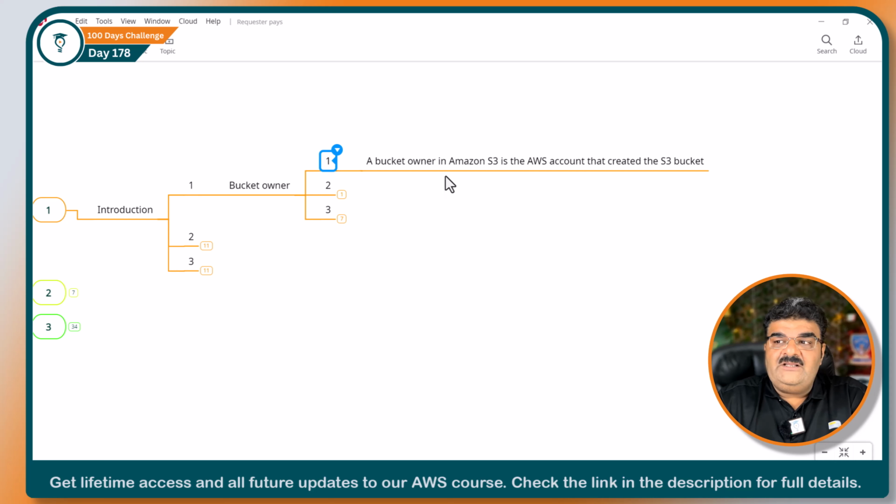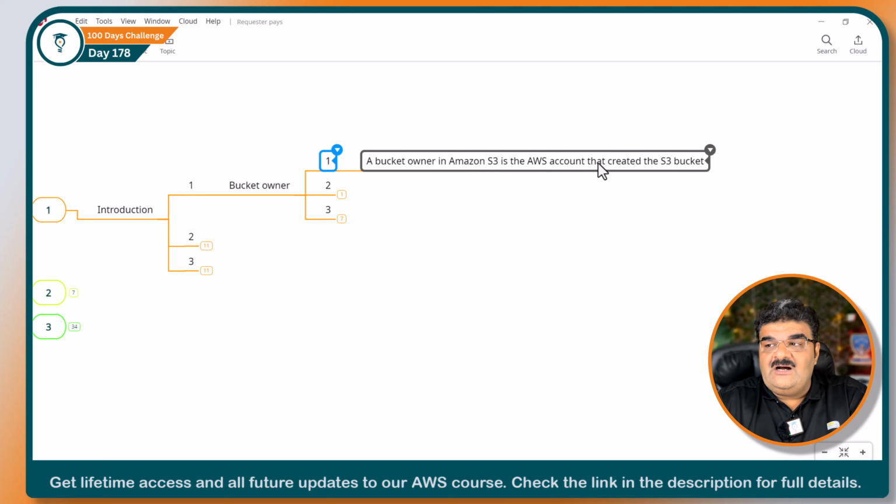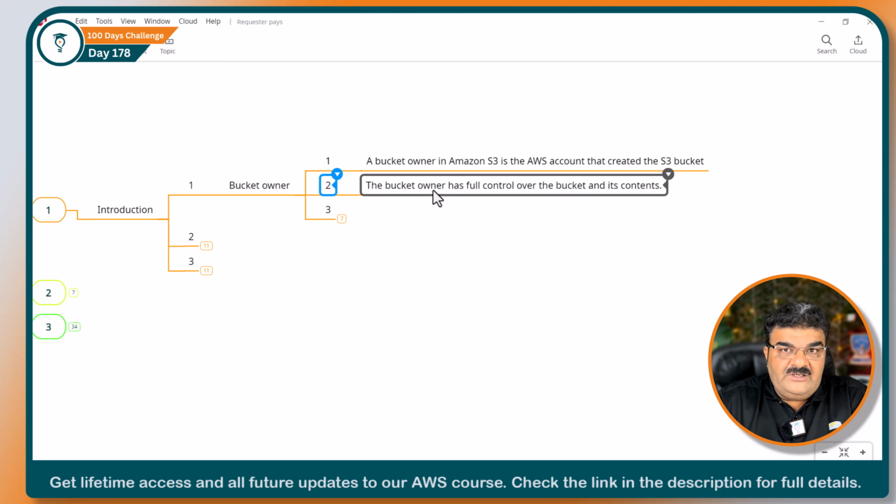A bucket owner in Amazon S3 is an AWS account that created the S3 bucket. The bucket owner has full control over the bucket and its contents. By default, the bucket owner is responsible for paying storage cost, data transfer cost, and put, get, and other request cost. Let's say I have one S3 bucket, and my bucket name is my shared bucket 01.